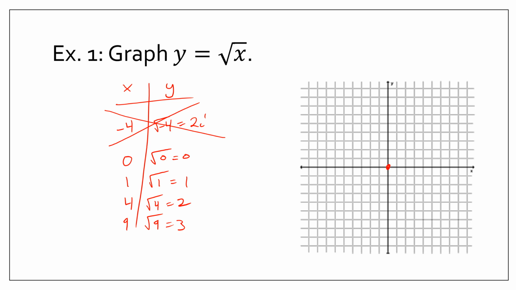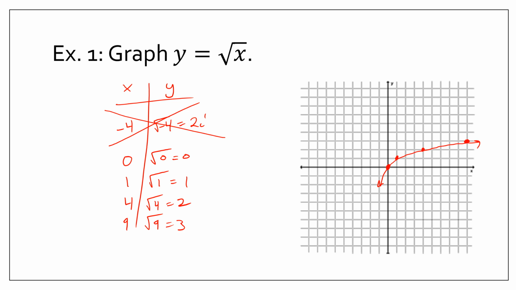So let's plot the points that I do have. It just stops at 0, 0, and then it goes on from there, over 4 up 2, over 9 up 3. Now, you can't just write an arrow. I see a lot of people do this. They do this, and then they connect the dots this way.